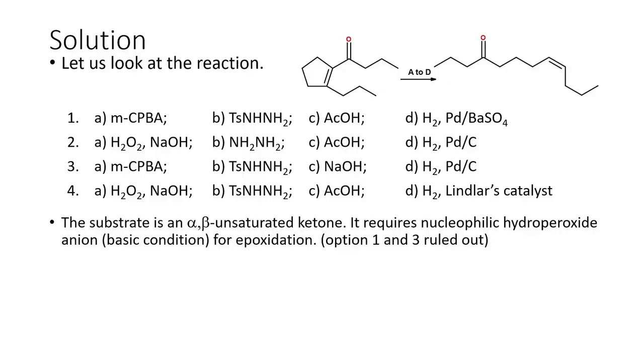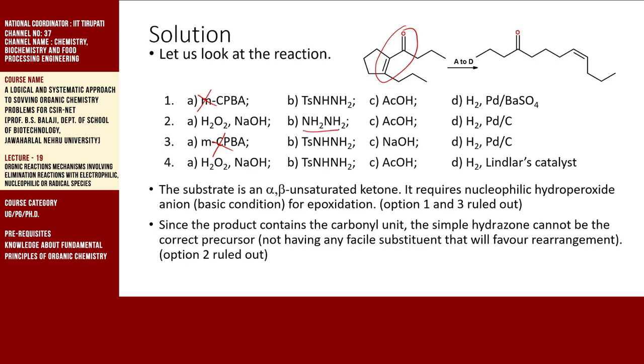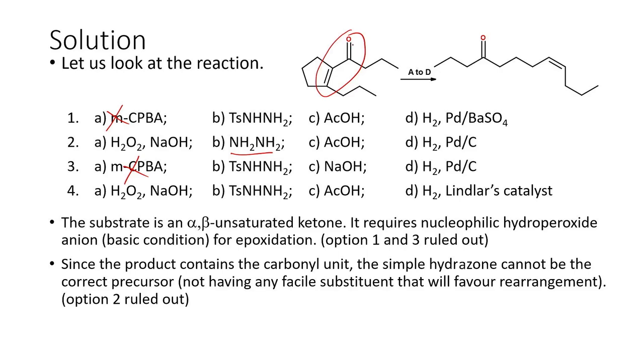Let us look at the reaction in detail. If we look at all the options given, the starting material is an alpha beta unsaturated system. In the previous cases we have seen that for an alpha beta unsaturated system to undergo epoxidation, we do need basic conditions. So, options 1 and 3 are ruled out because these are neutral conditions. Metachloroperbenzoic acid cannot epoxidize an alpha beta unsaturated system. We can rule out these two possibilities. Now, we are left with only options 2 and 4. In the second option, we have hydrazine for the hydrazone formation, and in the fourth option we have tosyl hydrazine, a substituted hydrazine, for the hydrazone formation.